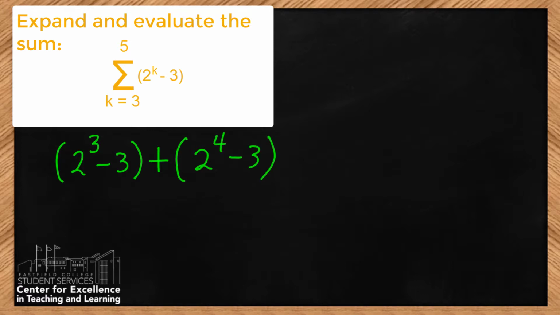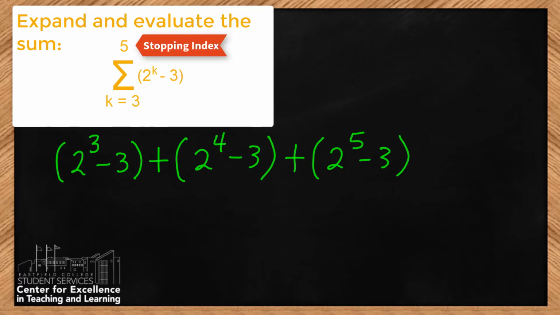And then finally we'd increase k again. Every time that you put the addition, you're going to increase k. So the next one would be 5. We'll have this, 2 to the 5 minus 3. And then we would stop, and you'll notice that the reason we stop is that we've gotten to the stopping index. Now, the problem is not done, because so far we've just expanded.